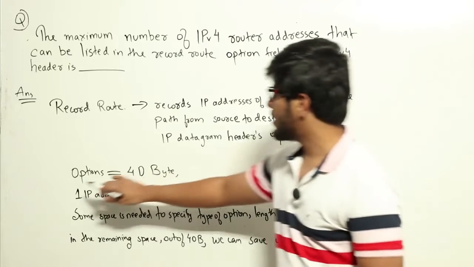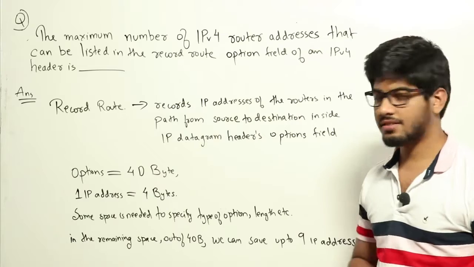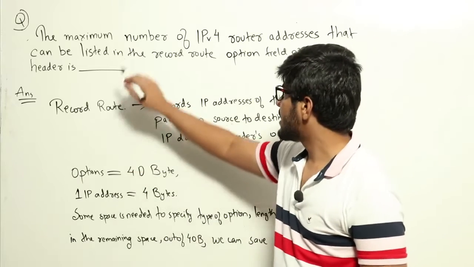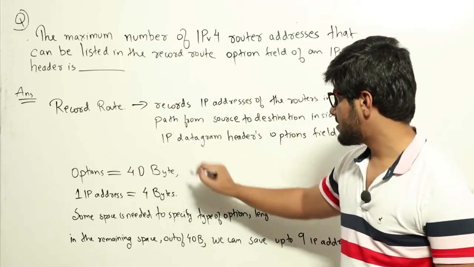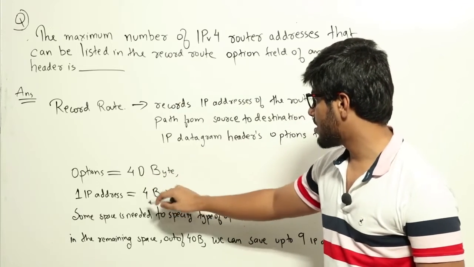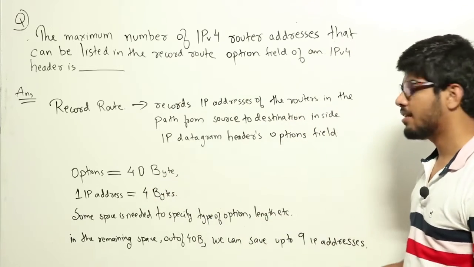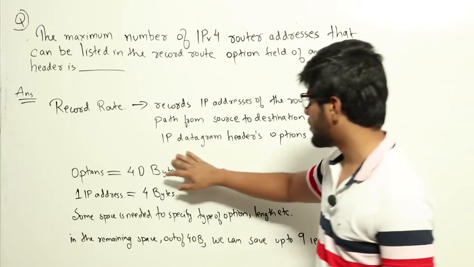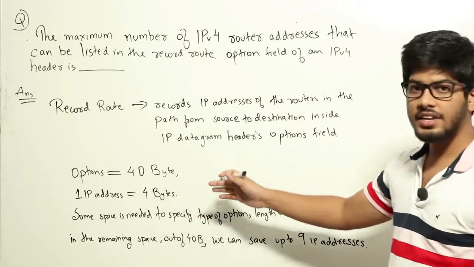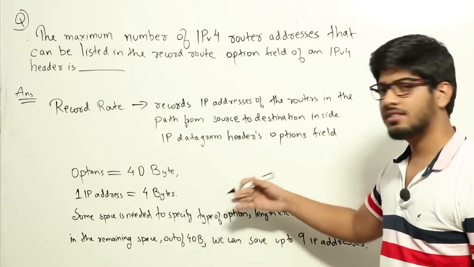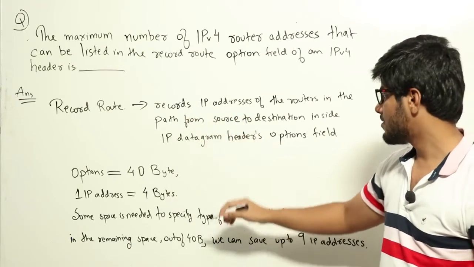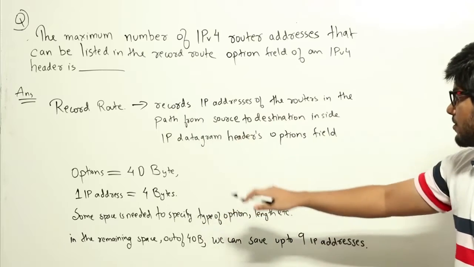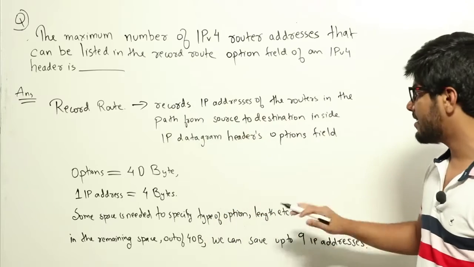Now the option field of IP datagram is 40 bytes. And the size of one IP address is 32 bits, that is 4 bytes. So it may seem that we can store a maximum of 40 by 4, that is 10 IP addresses here. But in the option field out of 40 bytes, some space we need in order to specify what the type of option is. So record route is not the only option, there are other options as well. So you need to specify that, and also to specify the length of the options field.